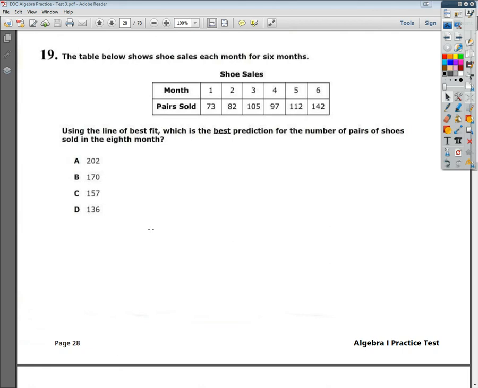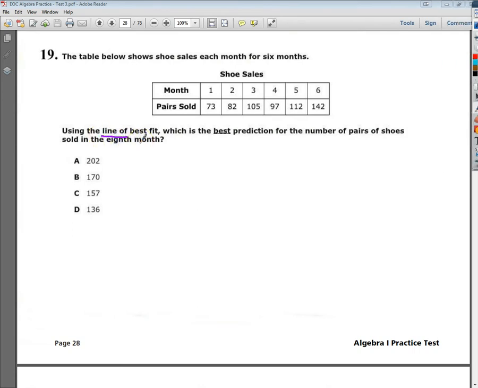Welcome, this is the Algebra 1 end of course practice test 3, question number 19. The question says the table below shows shoe sales each month for 6 months, and it gives you a nice little list of months and pairs sold. Using the line of best fit, what is the best prediction for the number of pairs of shoes sold in the 8th month? So a big deal here is they want the line of best fit.